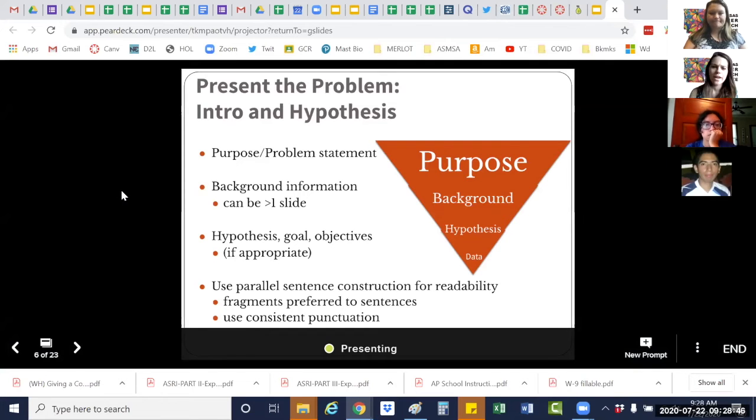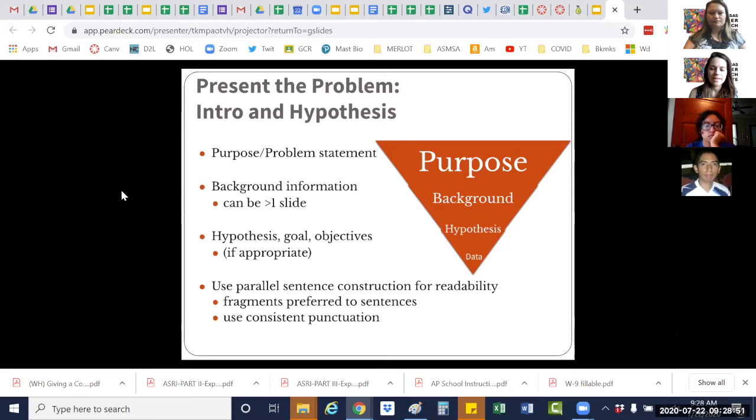So with that introduction, this is where you present your purpose. So you start off with that purpose or that problem statement. Tell your audience why you're doing this. I am studying antimicrobial peptides in southern leopard frogs because I want to know how or even if these peptides help protect this species from the fungus Batrachochytrium dendrobatidis.